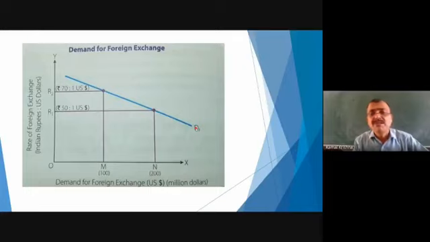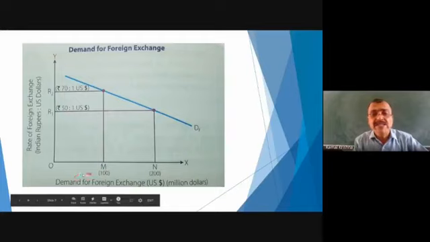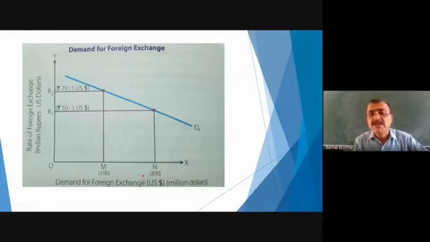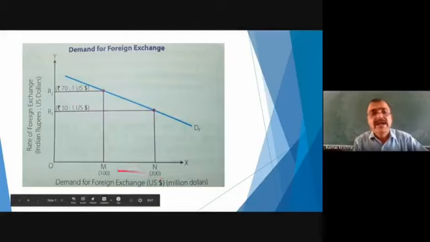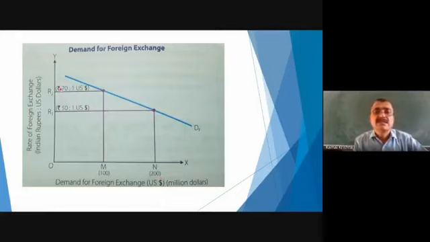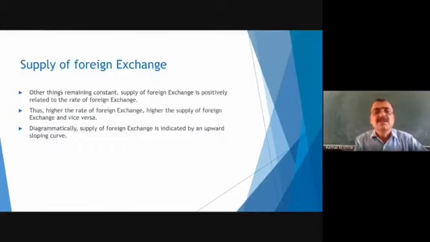While you are drawing this curve, be careful on the X-axis. We have taken here the demand for foreign exchange, meaning US dollars, and on the Y-axis, the exchange rate. Okay. So today we have learned that there is a negative relationship between the exchange rate and demand for foreign exchange. Now next is the supply of foreign exchange.